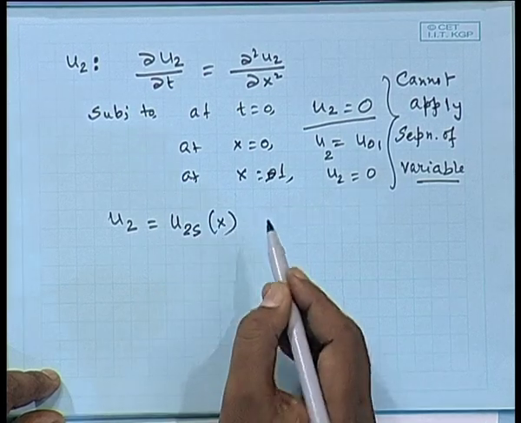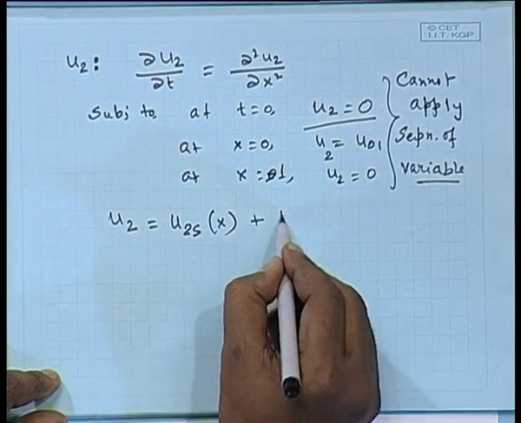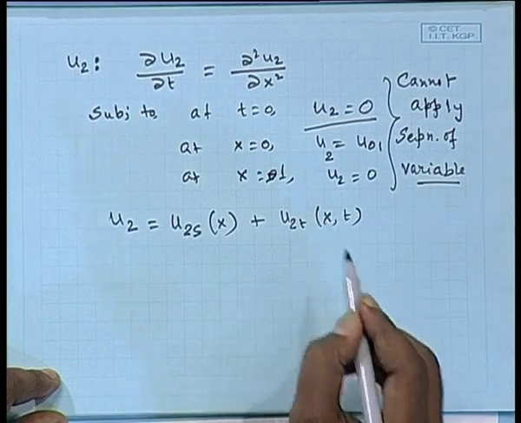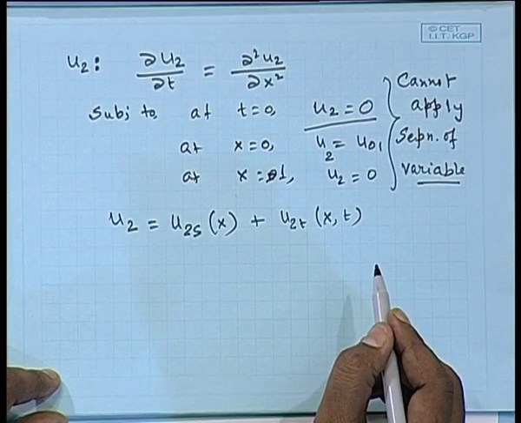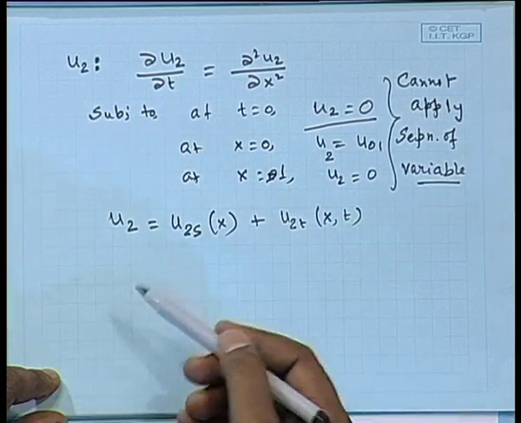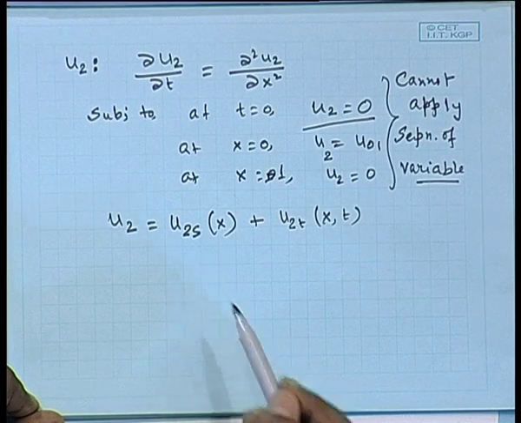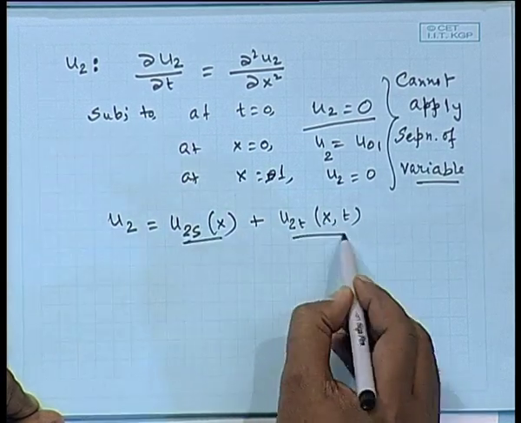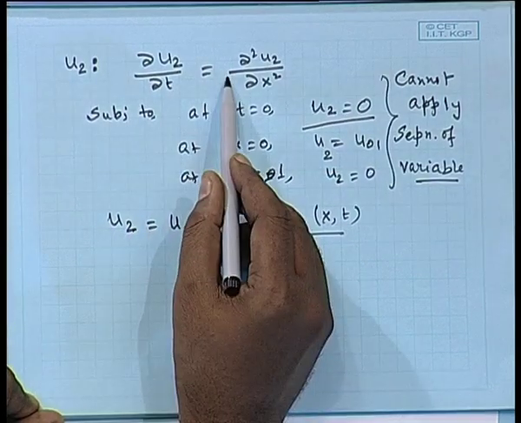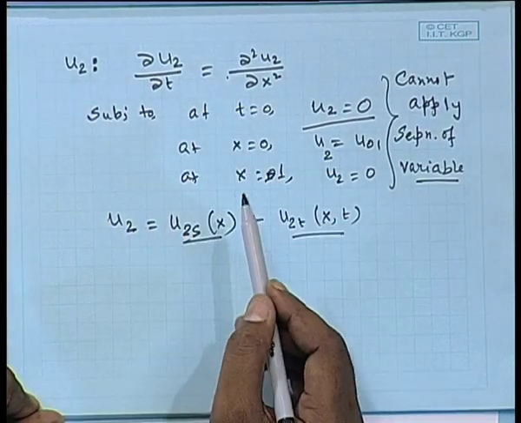U2s, that will be a function of x only, and U2t, that will be the time varying part, a function of x and t both. Now, we would like to have the governing equation and boundary condition for these two parts. For that, what you have to do? You substitute U2 into your governing equation and collect the terms.